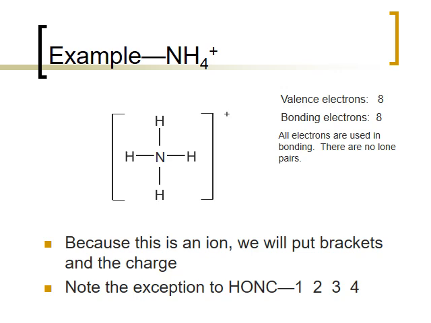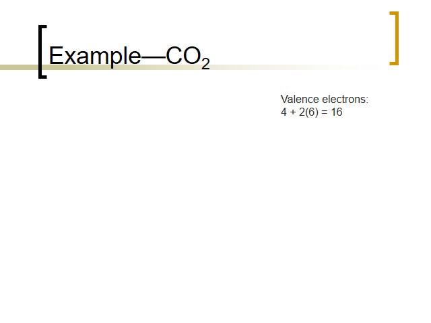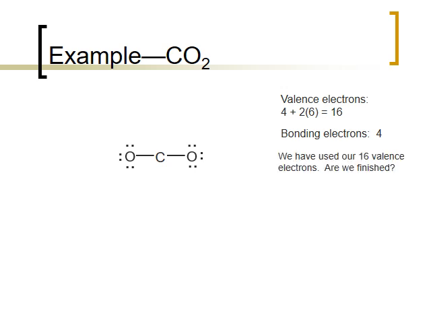Let's work one more example. Carbon dioxide. Carbon is in group 4A. It has 4 valence electrons. There are 2 oxygens, so we have a total of 16 valence electrons. We place our carbon in the middle, surround it by oxygens. We've used 4 electrons in bonding. We have 12 left that we have to place. 6 on one oxygen, 6 on another. We've used all our valence electrons: 4 for the bonding, 12 for the lone pairs.